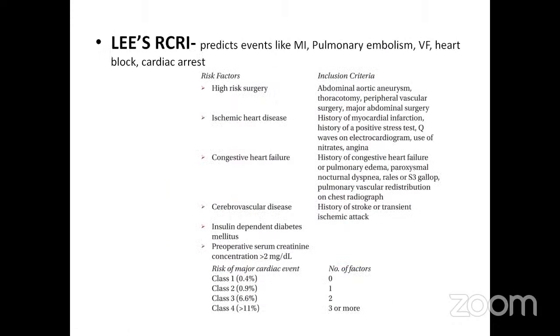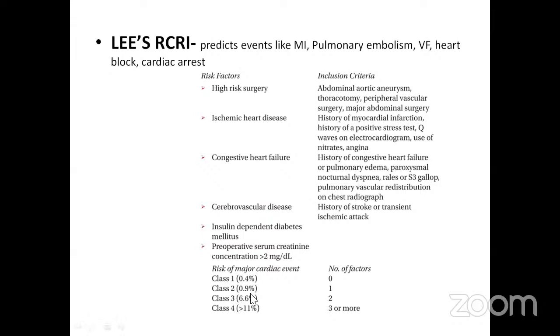This is the RCRI score, where we estimate the MACE. It includes patient factors and procedural factors. The risk factors include high-risk surgeries such as abdominal, thoracotomies, peripheral vascular surgeries, ischemic heart disease and congestive heart failure, cerebrovascular diseases, insulin-dependent diabetes mellitus, and serum creatinine more than 2 milligrams per deciliter, which are patient factors. It predicts MACE like MI, pulmonary thromboembolism, VF, heart block, cardiac arrest.